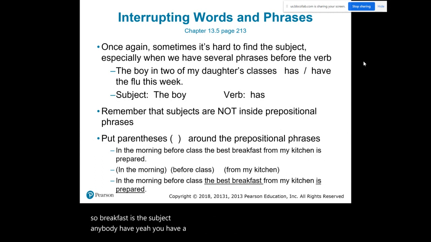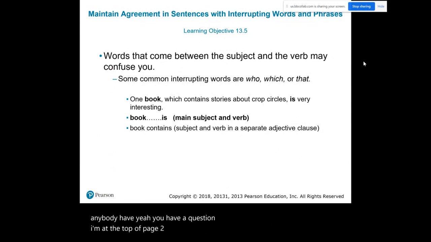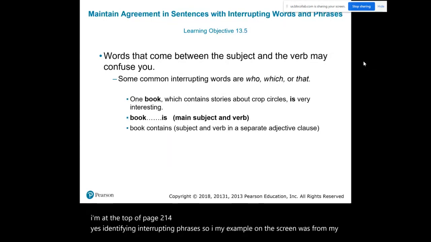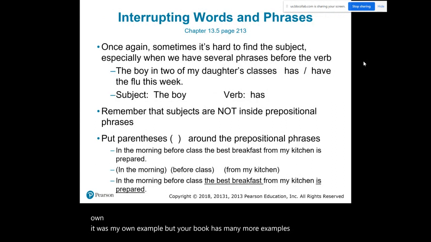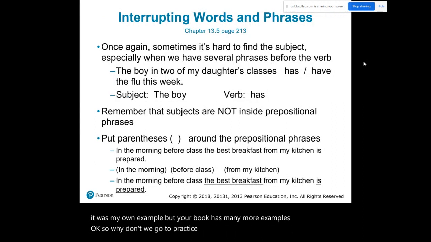Teacher, which page are you? I'm sorry, I'm at the top of page 214 in my book. It says hint, identify interrupting phrases. So my example on the screen was my own example, but your book has many more examples. Okay, so why don't we go to practice 10? Let's do a couple of these in practice 10. So now we are going into your book, okay?